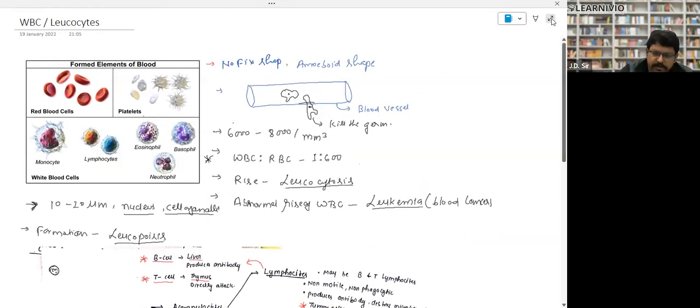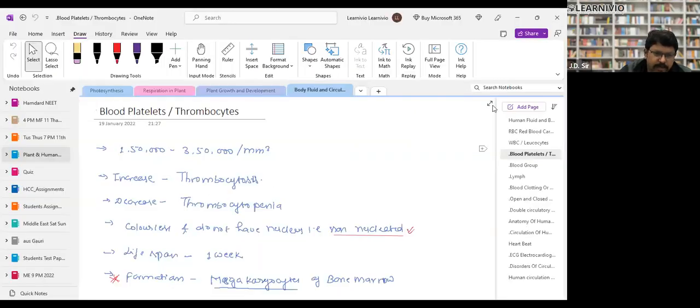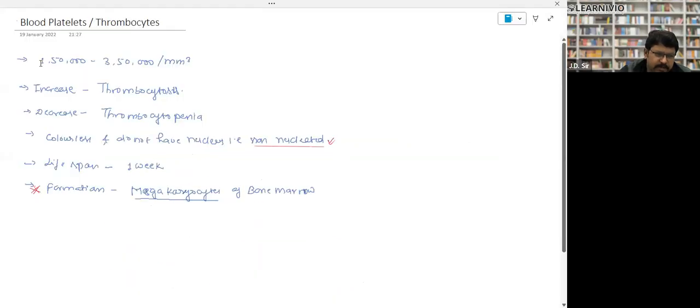Now come to the platelets. Then you go through the NCERT. Come to the platelets. Platelets are simple. Their number is 1.5 lakh to 3.5 lakh per cubic mm.